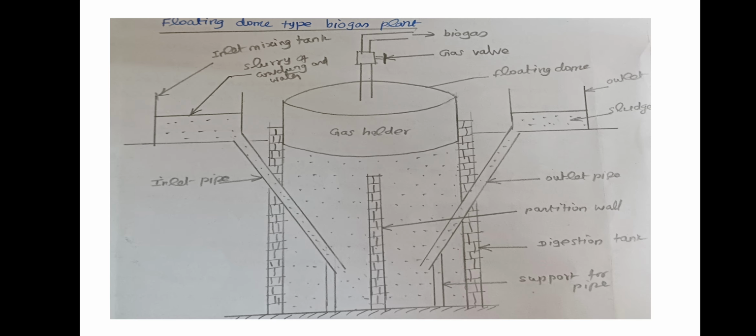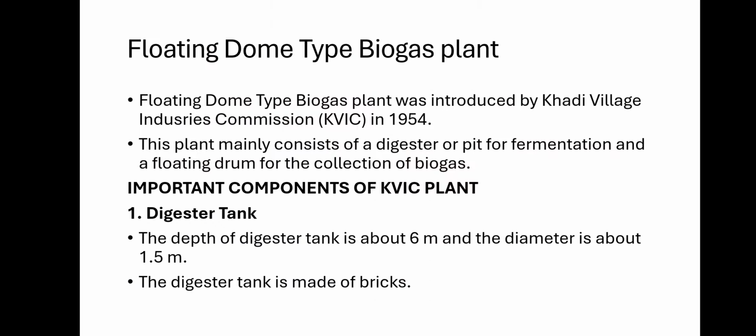In the fixed dome type model, instead of a gas holder, there is a fixed dome, a concrete construction which is fixed. Here the gas holder moves up and down. It is an air-proof gas holder, and it moves up and down. It is made of stainless steel, whereas in the fixed dome type biogas model, it is made of brick construction. This Khadi Village KVIC model was developed in 1954.